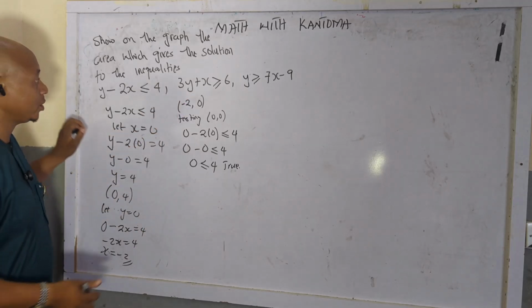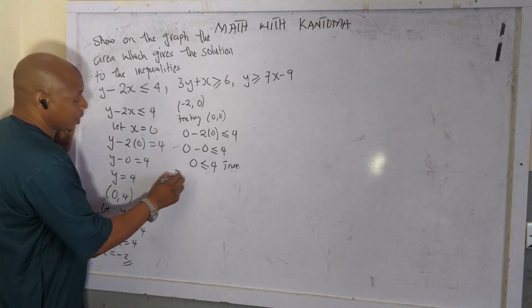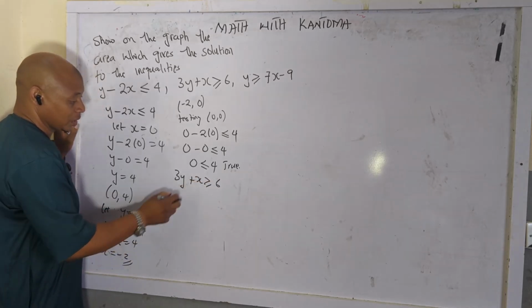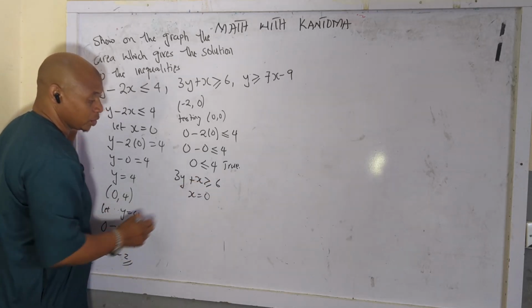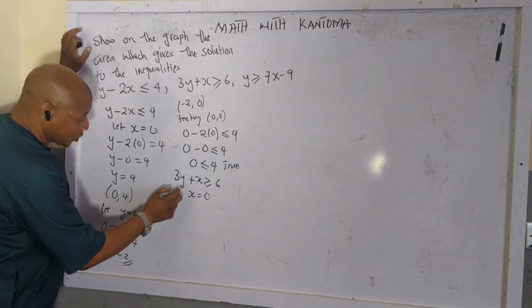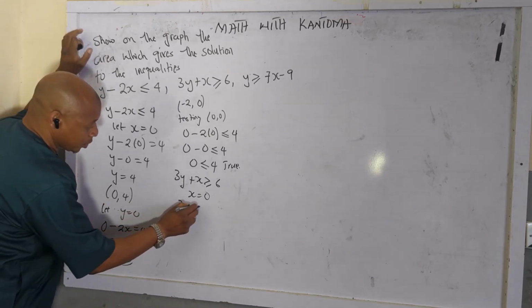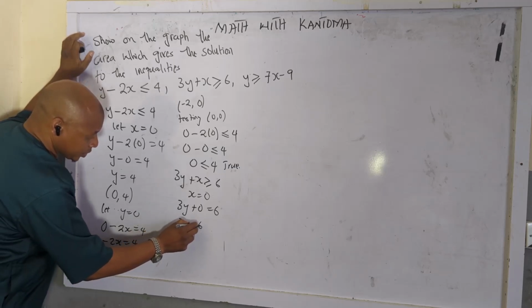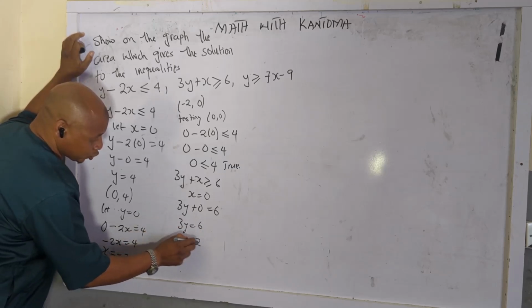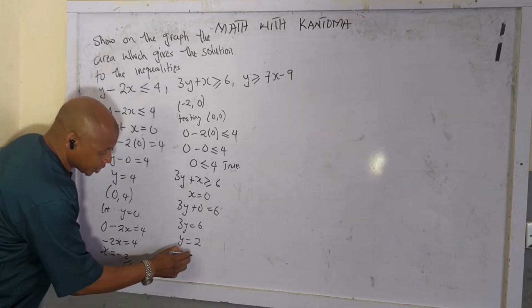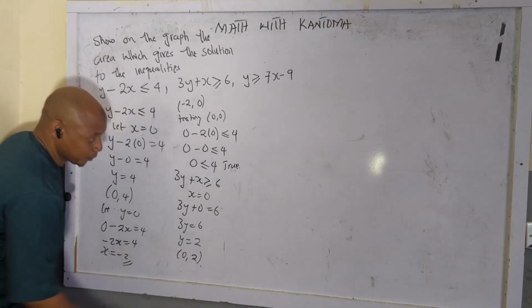Then taking the second inequality, 3y plus x is greater than or equal to 6. So now let's start by assumption. Let x be equal to 0. Put x to be 0 and find the corresponding value of y. So 3y plus 0 is equal to 6. 3y is equal to 6, so the value of y is equal to 2. So when x is 0, the corresponding value of y is 2.